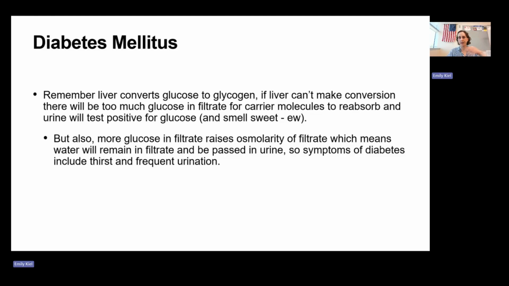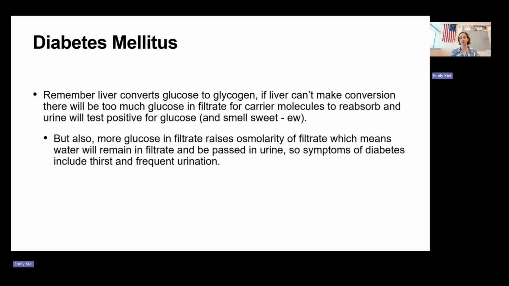This brings us to diabetes mellitus. So diabetes mellitus occurs when there is glucose being lost in the urine. So the liver normally converts glucose to glycogen. And if the liver can't make that conversion, then there's going to be too much glucose in the filtrate for the carrier molecule to reabsorb. So you need insulin to tell the cells to, come on, everybody take in that glucose, get it out of the bloodstream. In diabetes, either there's not enough insulin or you're insulin resistant.